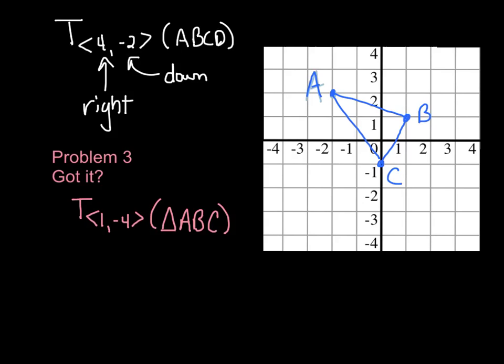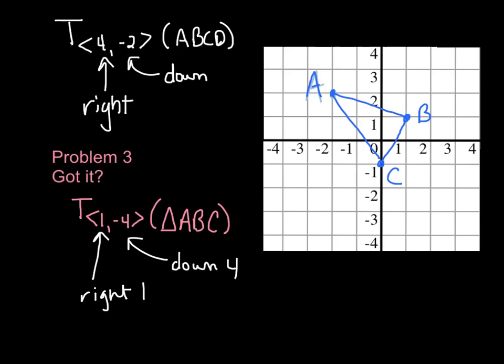So in problem 3, it says, what are the vertices of this translation? And then copy the triangle ABC and graph its image. So all I want you to do is graph its image. So that means we're translating it. This would be right 1, and this would be down 4. So I'm going to move everyone right 1, down 4.